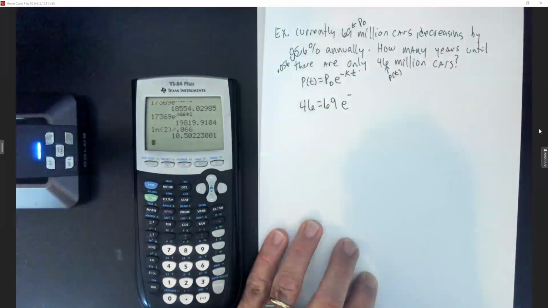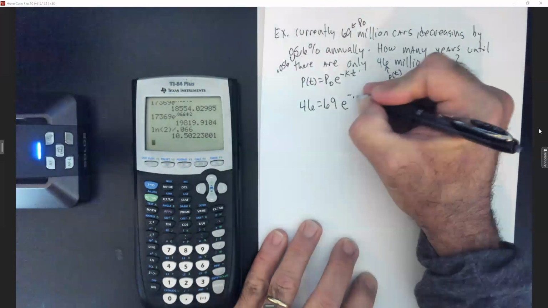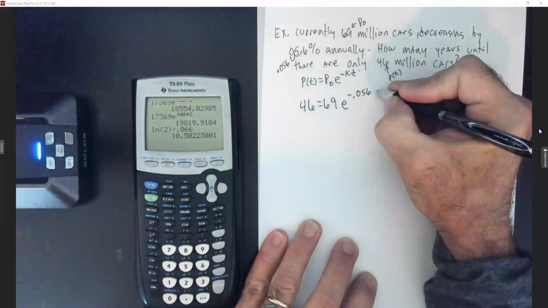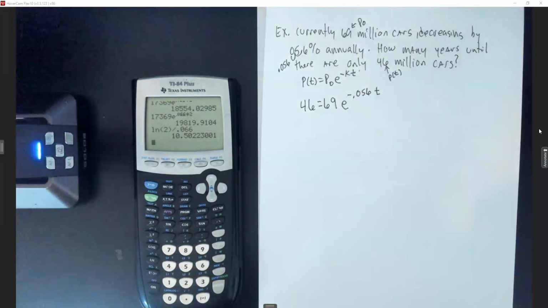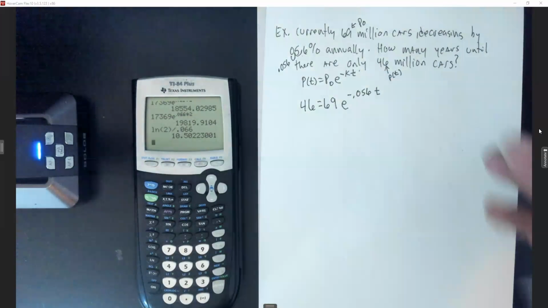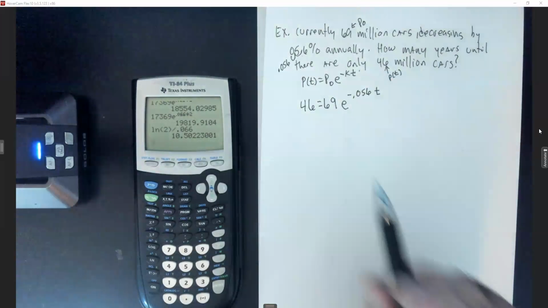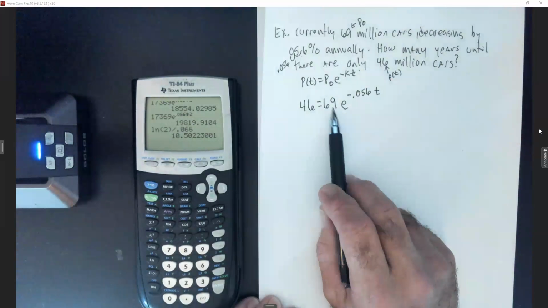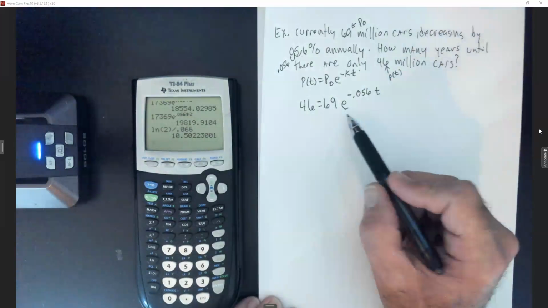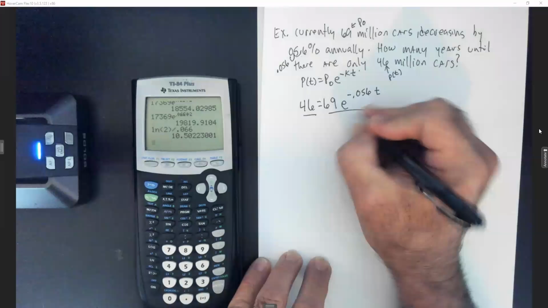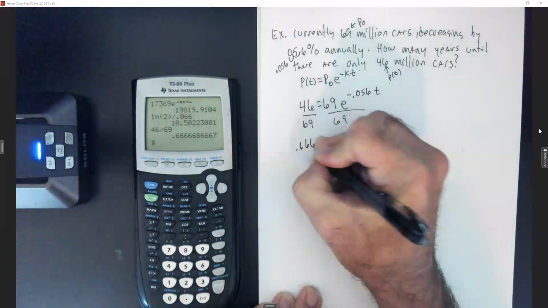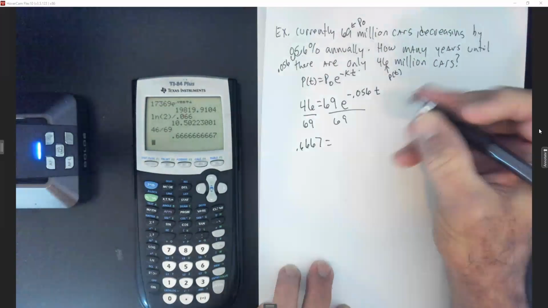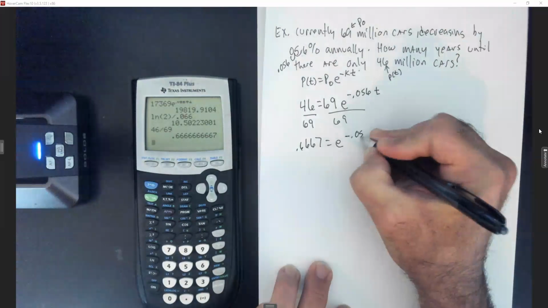Oh, what did we say k was, y'all? That was 0.056. And then that's going to be multiplied by t. There you go. And we will work this one similar to the way I did that first problem. The first step you want to do is divide by the P naught, which is the 69, because we want to get this e stuff all by itself. So our first move is to divide them both by 69. So 46 divided by 69, ooh, that's going to be 0.666. I'll just round that to a 7. But on this side, you get e to the negative 0.056t.